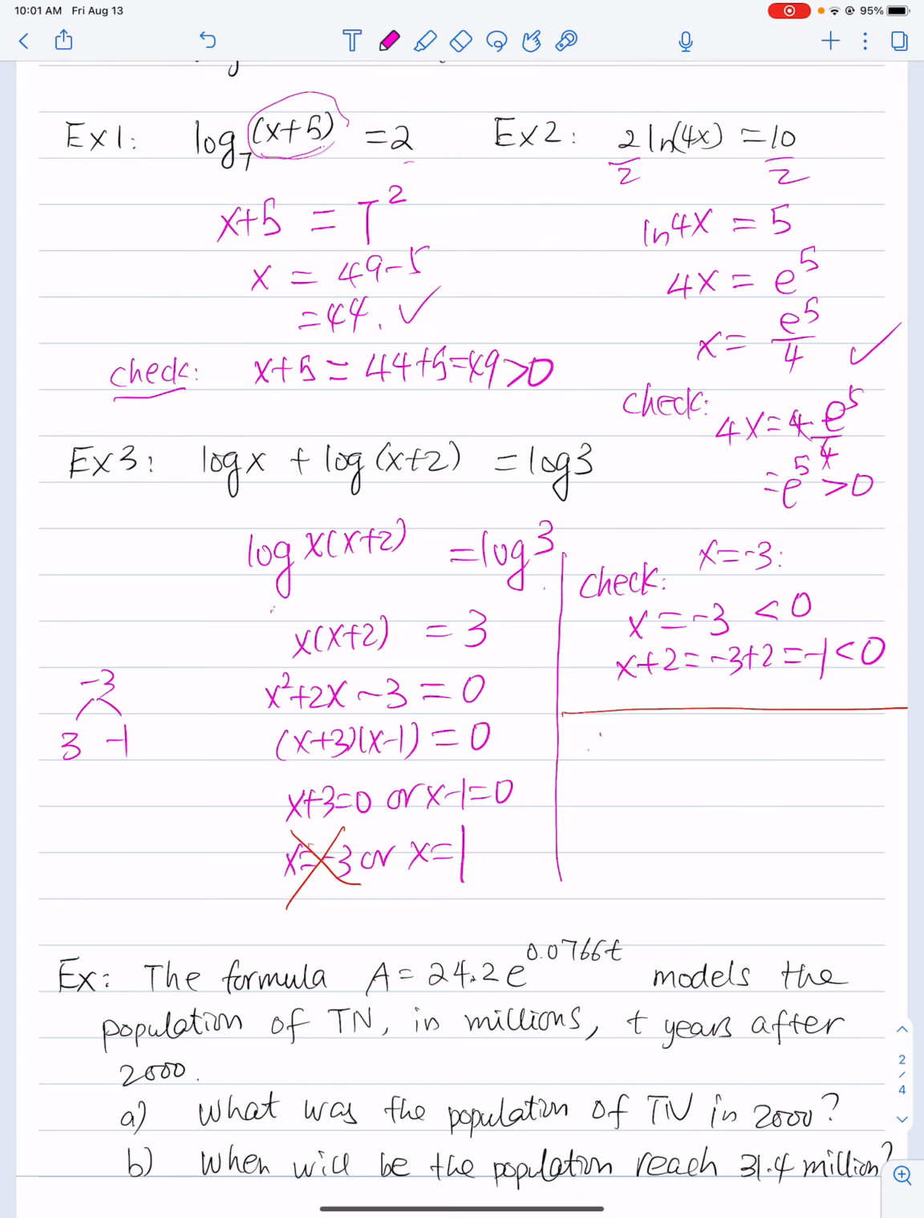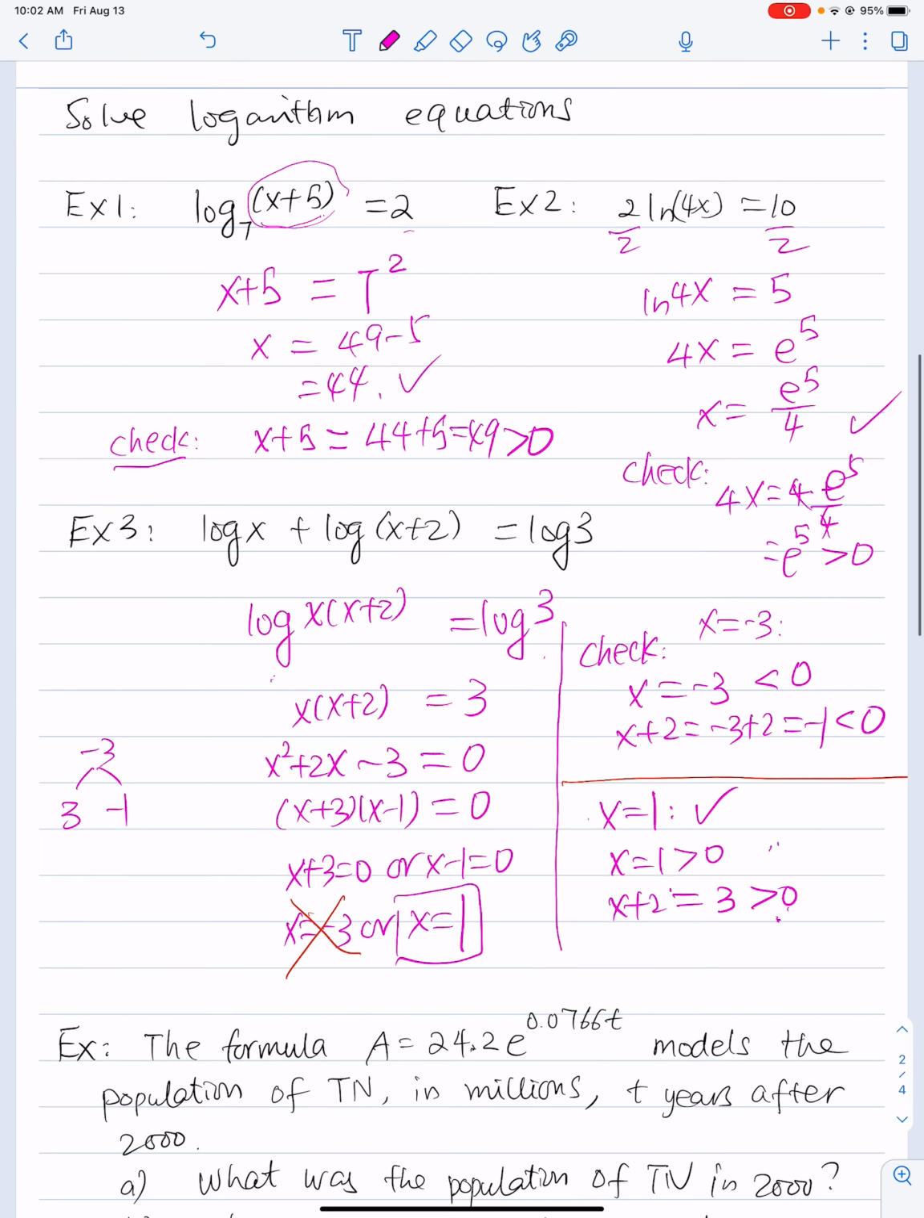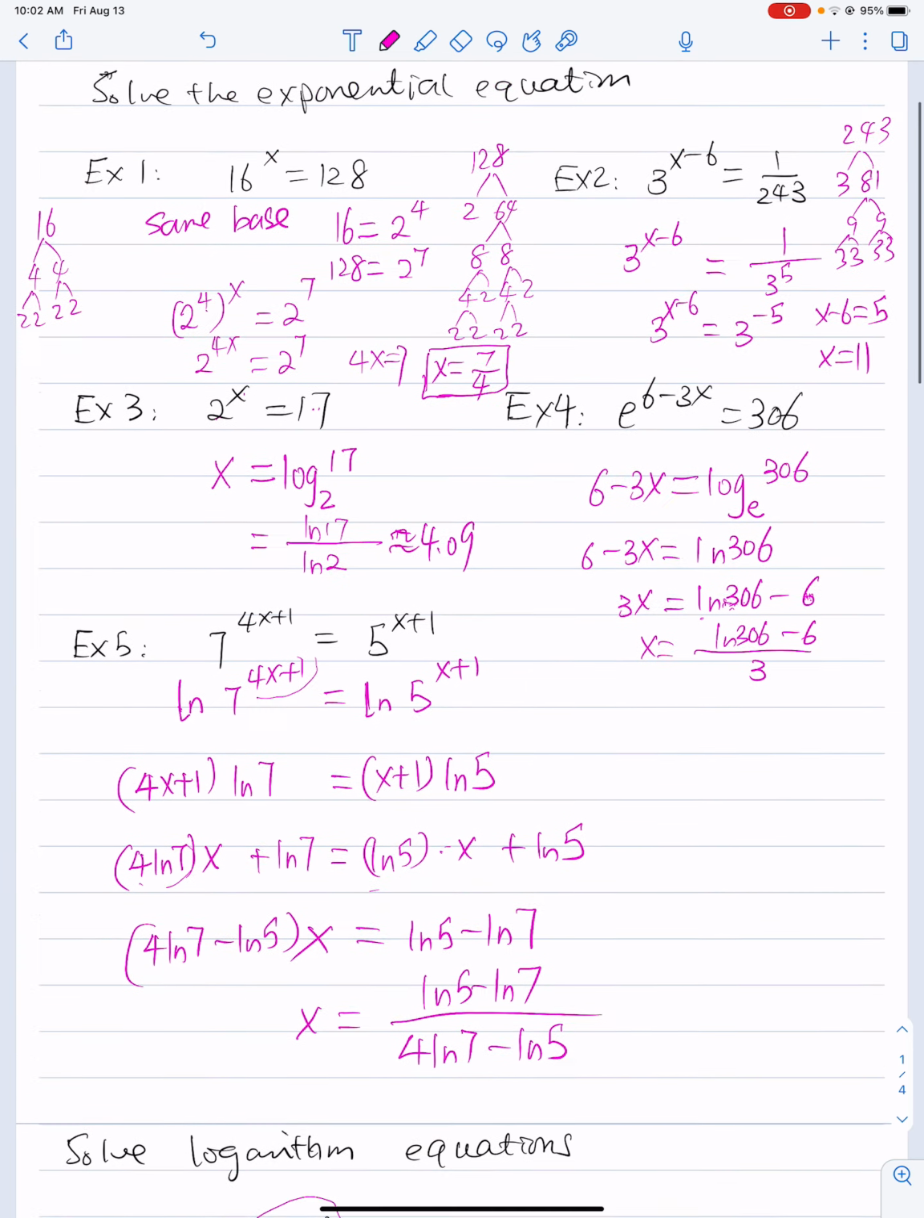Okay, so the second solution, x equal to 1. For the domain, x equal to 1 is bigger than 0. x plus 2 is 3, also bigger than 0. It has to satisfy both. So x equal to 1 is okay, so x equal to 1 is the solution here. Are you guys okay? When you check your solution, you have to check the domain of both logarithms. If it only works for one of them, it's not in the domain either. So it has to satisfy both. Be very careful.